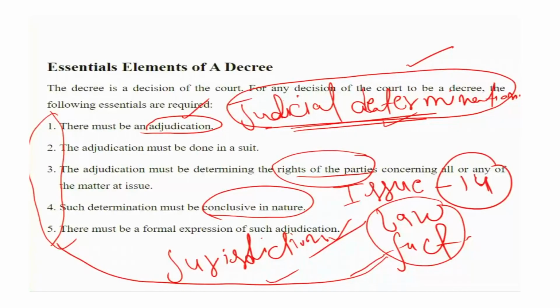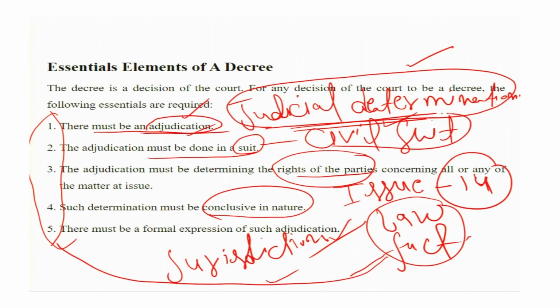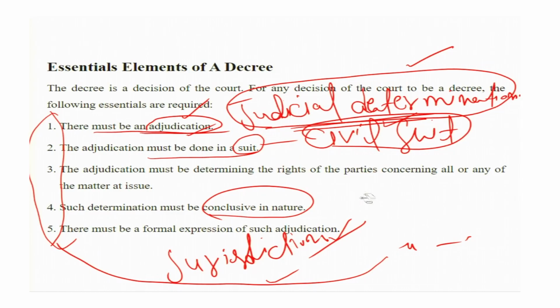So, with this I have given you a structure of a civil case, a structure of a civil matter. First there must be an adjudication, because we are here understanding what a decree is. Decree is a formal expression, decree is an adjudication, decree is a conclusive determination of your case. So, decree means first there must be an adjudication, and that must be done in a suit. Suit means civil suit or civil proceeding, and a civil suit is always filed as per Order 7 of CPC.